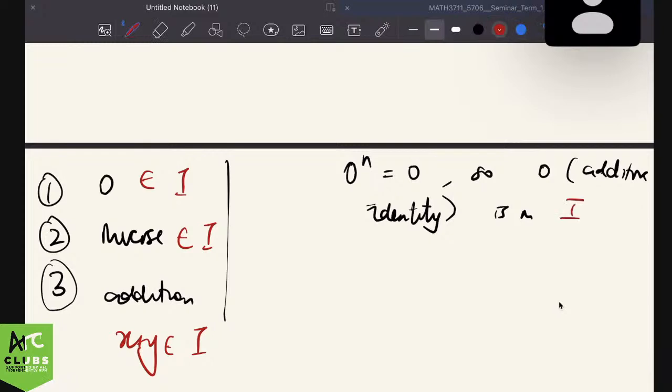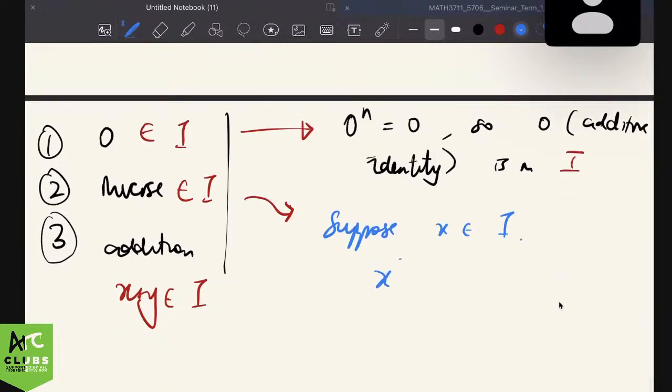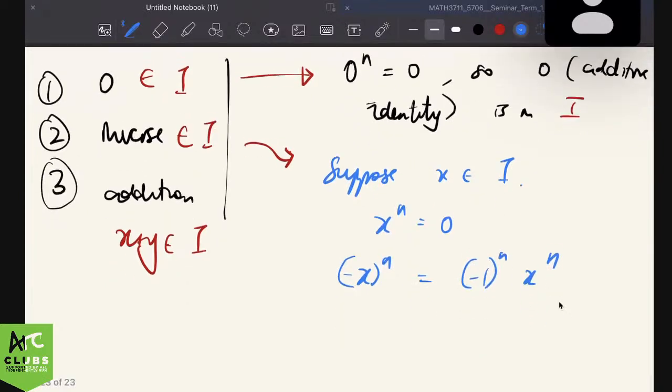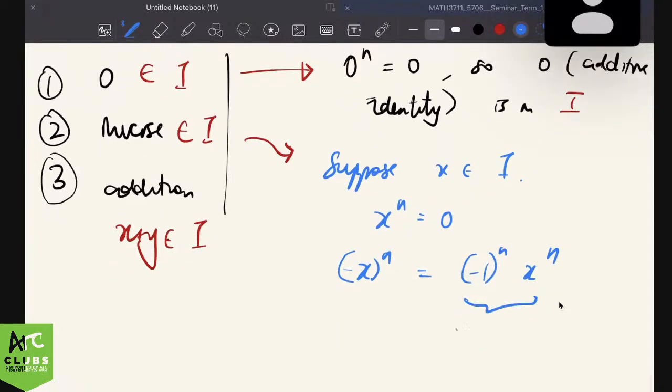Okay, that's the first part. Inverse as well. So let's suppose that x is in I. Then that means that x to the power of n is equal to 0. Then we'll consider minus x to the power of n. That's just going to be minus 1 to the power of n times x to the power of n, because we have a commutative group. Right, and that's just going to be equal to 0. Okay, so that second part is proven.